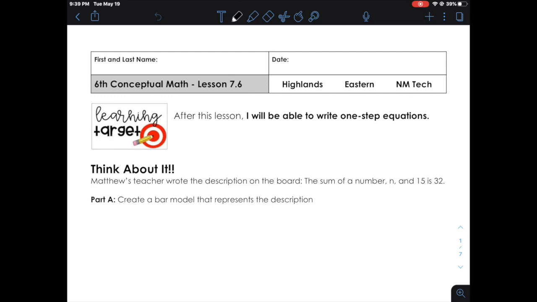Hey guys, I'm here to do lesson 7.6 with you. Your learning target for today's lesson is I will be able to write one-step equations.